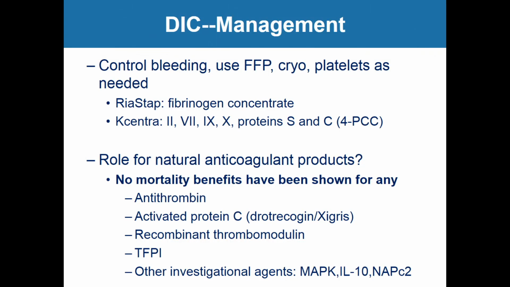There is a question about whether the natural anticoagulant products can diminish the effects of DIC and improve outcomes. However, no mortality benefits have been shown in any large phase 3 studies or even phase 2 studies larger than pilot studies for the use of antithrombin, activated protein C, or recombinant thrombomodulin. TFPI is under investigation, but so far studies have not been fruitful. Other investigational agents are still being developed, and as yet large trials have not been performed.